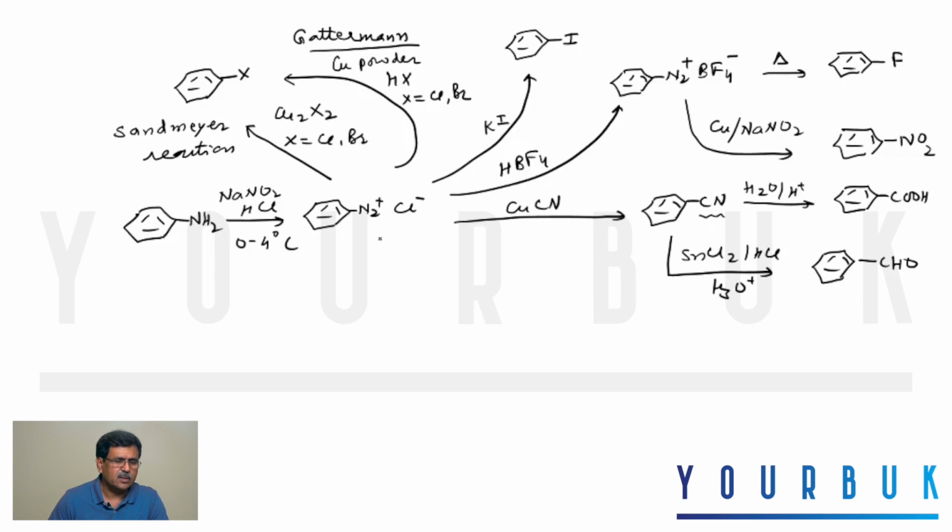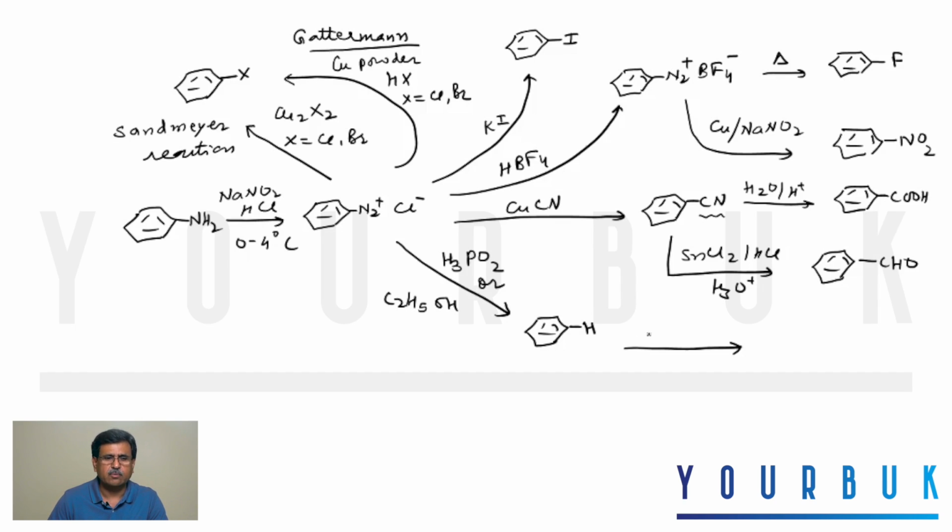Now the next is we can also remove this diazonium group from the benzene ring by using a reduction using H3PO2, which is called hypophosphorus acid, or we can use ethyl alcohol. So via this method we can remove the NH2 group from the benzene ring. This is called deamination. Deamination means removal of the amino group, and once this benzene is obtained, we can change this into an aromatic ketone using a Friedel-Crafts acylation.